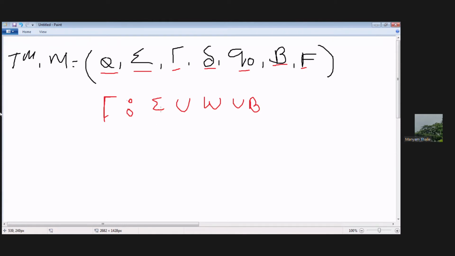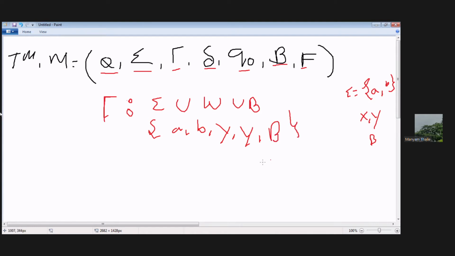For example, sigma equal to {a, b}. The input alphabet is a, b. Some write symbols X, Y. These are the variables W. Now B is a blank symbol. So how to write this one? {a, b, X, Y, B}. So this is tau.